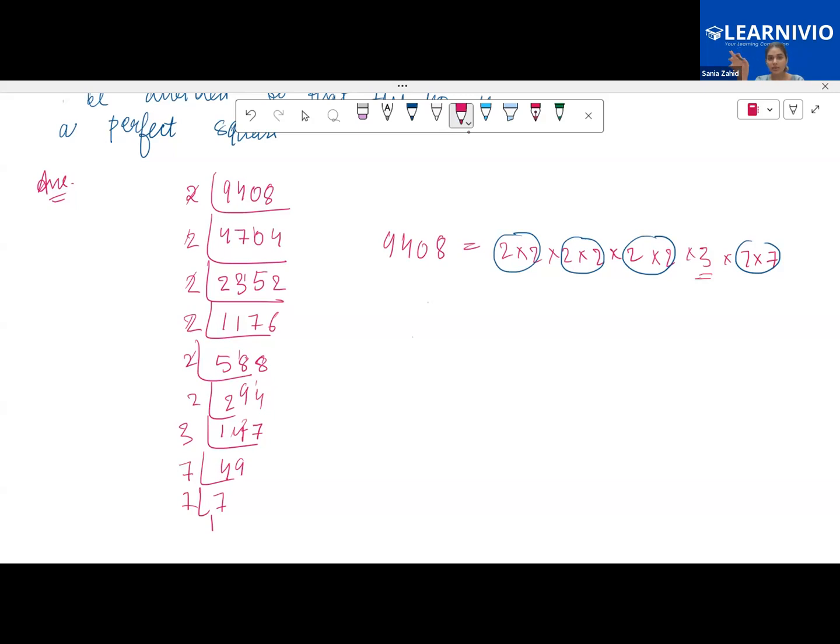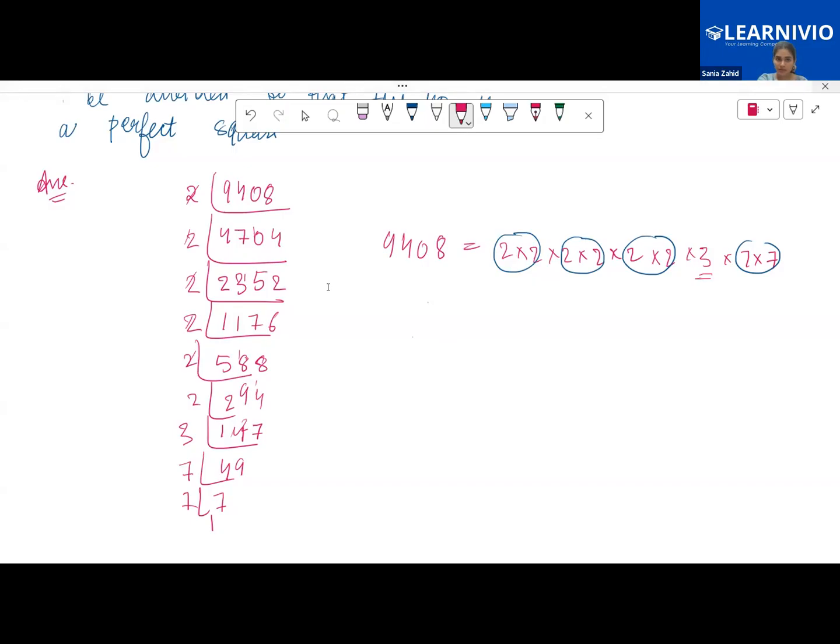But the method that you're going to use depends on your question. If the question says find the multiple of 9408, then you always multiply with the number that is being left alone. If the question says with what smallest number must you divide the given number, then you're going to divide. So do you understand the concept? Which method are we going to use when?